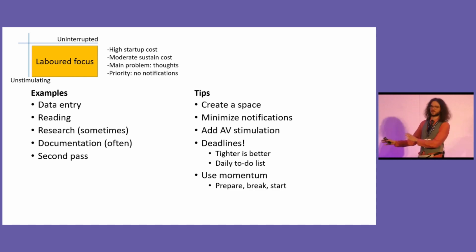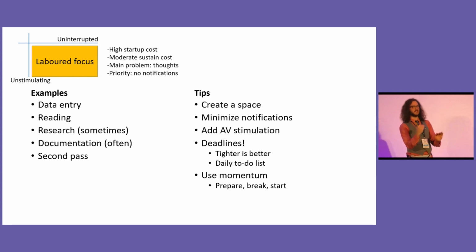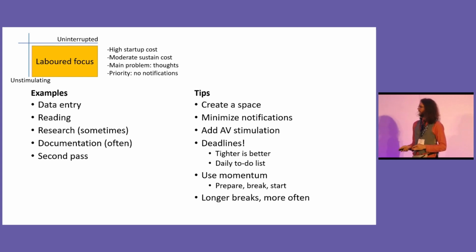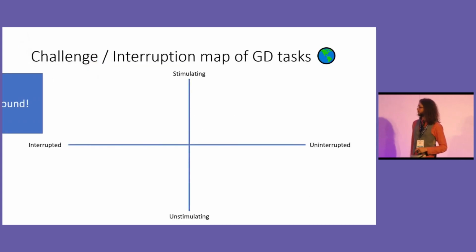And using momentum. So this is a strategy I came up with when I'm doing really unstimulating work, where basically I'll prepare, break, start. So I'll set up everything I need to do, like open the right pages and stuff like that, so that the only thing I have to do is then get started on the work. I'll take a break, get my dopamine up, and then start on the work. And then it feels like the cost of starting that work is a lot lower because I'm already feeling good, right? And again, longer breaks more often.